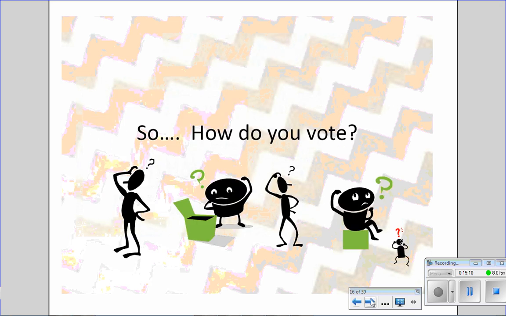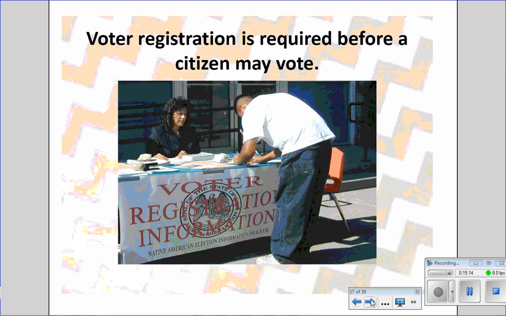So let's talk a little bit about how you do it. So how do you vote? Voter registration is required before a citizen may vote. You got to go and register.